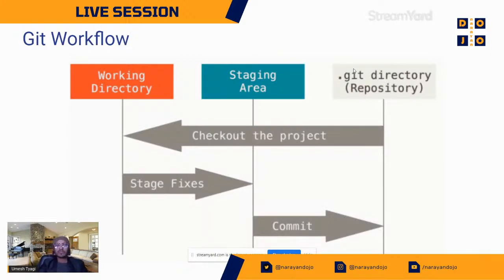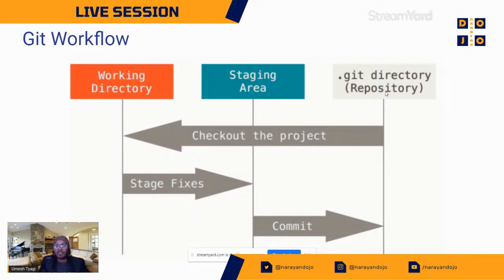So this is the Git workflow. Basically the Git workflow has three stages. First is the working directory, second is the staging area, and third is the Git directory or repository, or we can say the Git local repository. So what is the working directory? Basically, it is where we write the code. It can be a folder, or a directory in terms of Linux, where we write the code. That is called a working directory.